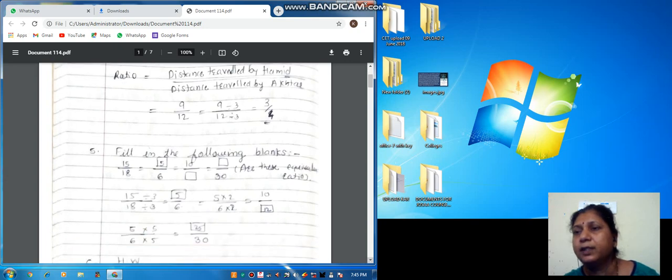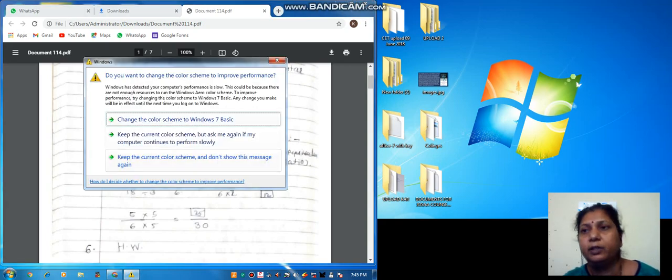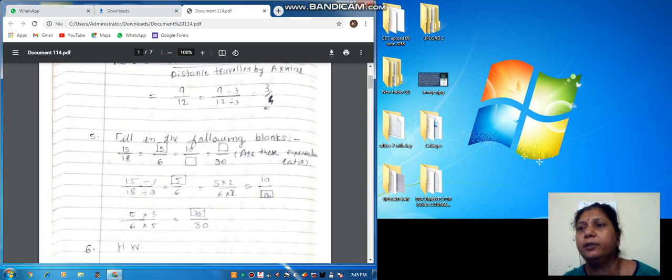Fifth example, fill in the blanks. Here one ratio is given and we have to find the equivalent ratio by multiplying or dividing the same number to numerator and denominator. Which is the ratio given here? 15 upon 18. See the first one, the denominator is 18 and here the denominator is 6. How will we get 6 here? By dividing by 3. So let's divide numerator and denominator by 3. We get 3 5s are 15 and 3 6s are 18.